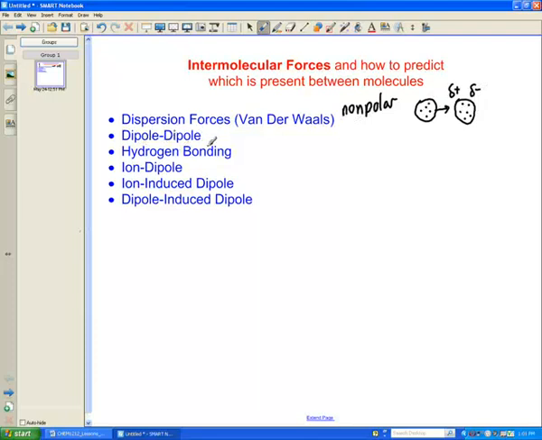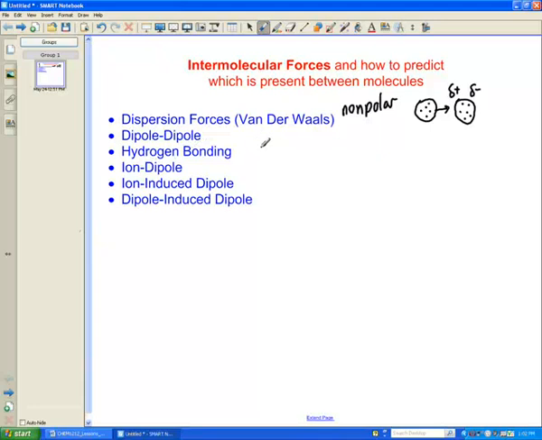Somewhat stronger than that are dipole-dipole forces. Dipole implies the molecules have dipoles, so it needs two polar molecules, those with polar bonds, to have dipoles. And really all dipole-dipole is the interaction of the opposite ends of each dipole.